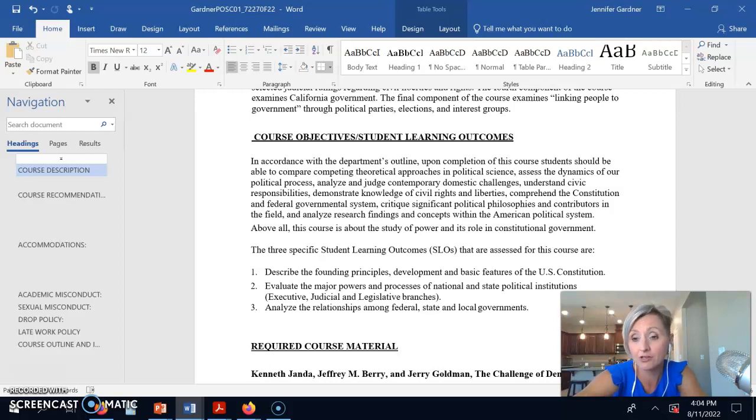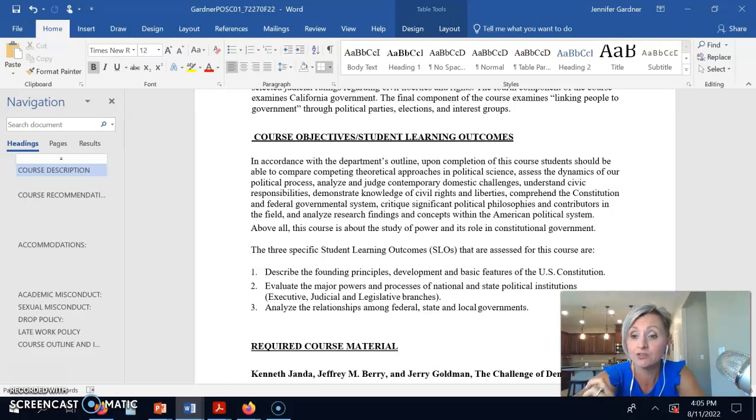You'll also be able to evaluate, analyze, and understand the major powers and processes of the national and state political institutions, including at the federal level and the state level, the executive, judicial, and legislative branches. We focus mostly on the federal level in this class, although we do have a module and a section on California government at the end. It's one that I put together myself to avoid you having to buy a second book. And we also talk about state functions and powers at various other points during the course as well.